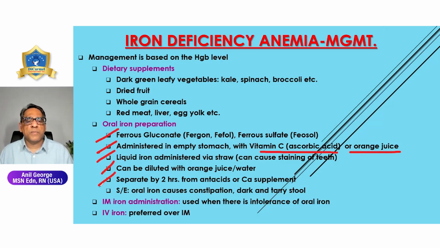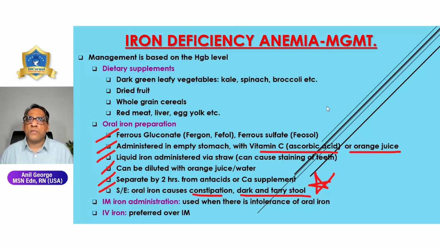Separate by 2 hours from antacids or calcium supplements; its absorption can get affected. Side effects: iron can cause constipation and dark tarry stool, very classic. Now, usually we talk about dark tarry stool when we talk about patients who are bleeding, upper GI bleed, right, with the gastric bleed or esophageal bleed, etc. Those are the ones we often talk about.